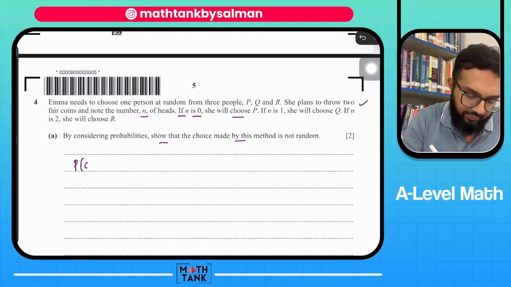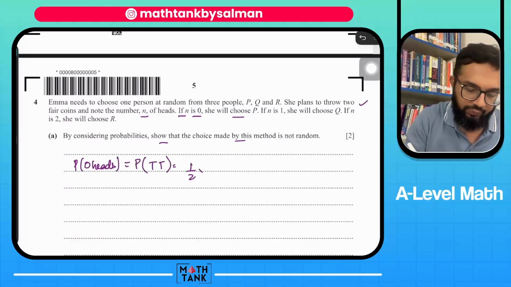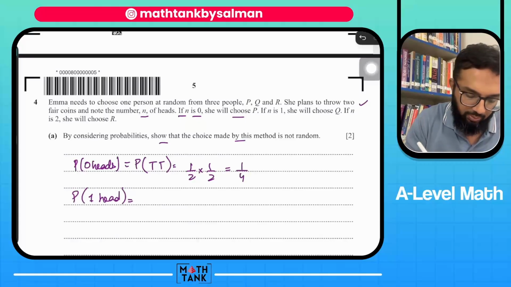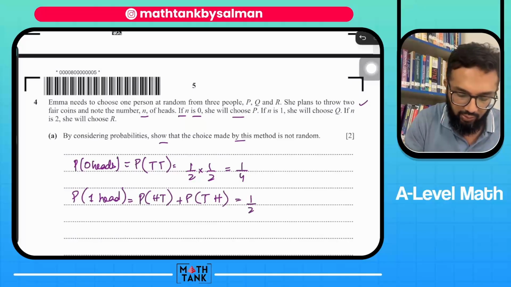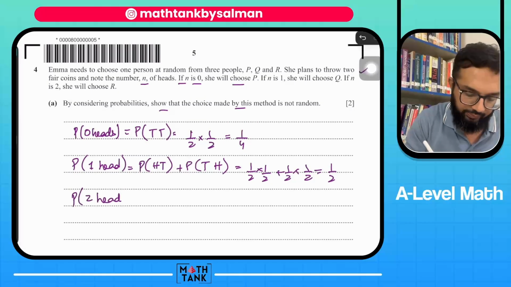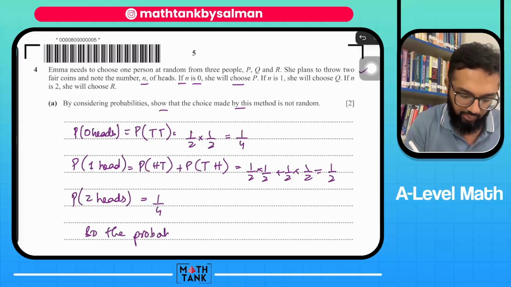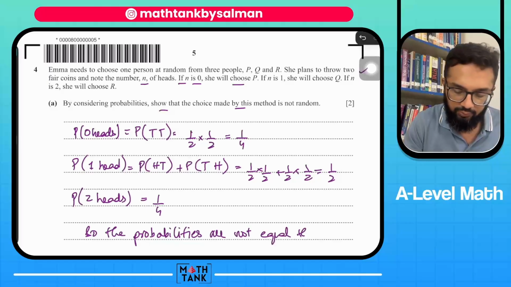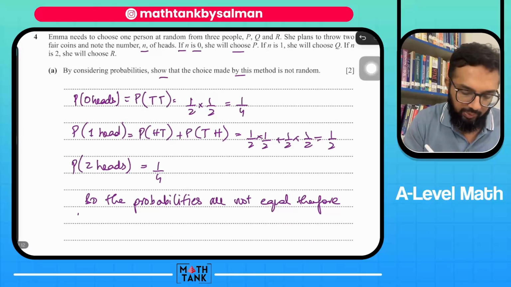Okay, so 0 heads means probability of tail and tail, which is half into half, which is 1/4. Probability of one head is probability of head tail plus probability of tail head, which is 1/2 times 1/2 plus 1/2 times 1/2. That gives me 1/2. And probability of two heads is also 1/4. So the probabilities are not equal. Therefore, the method is not random.